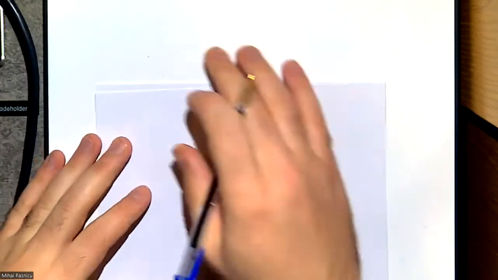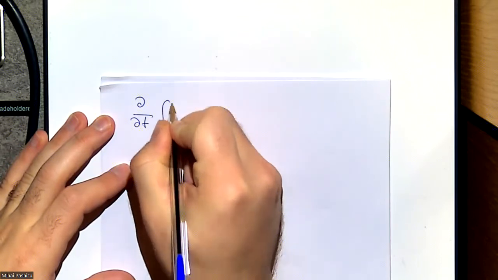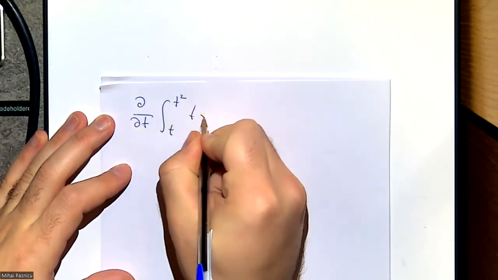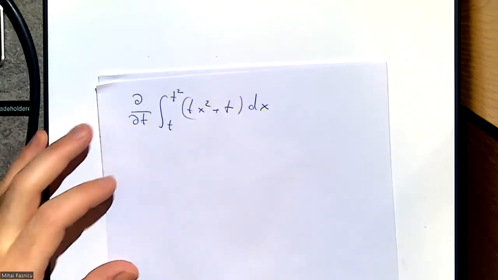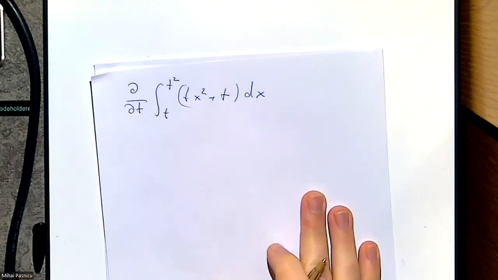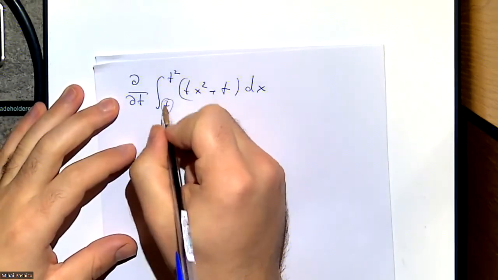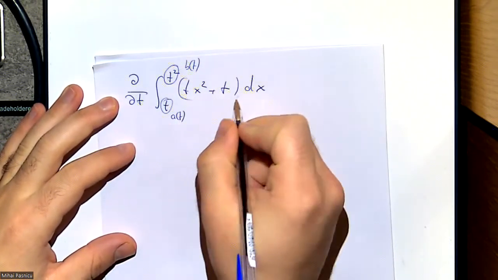So the one I took initially was, I wanted to compute the derivative with respect to t of the integral from t to t squared of tx squared plus t dx. Okay, this is what I want to compute. And the way to start, at least when you're applying it, I would just identify all the elements. So what do I mean by that? This is my a of t, this is my b of t, this is obviously my f of x.